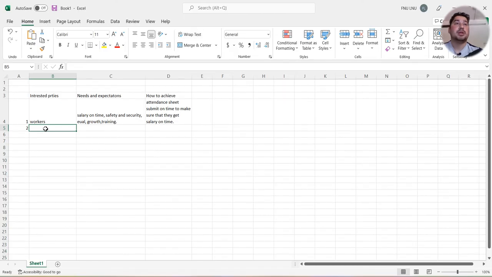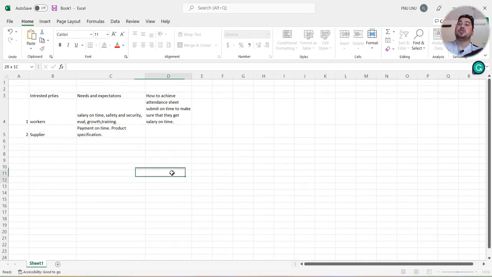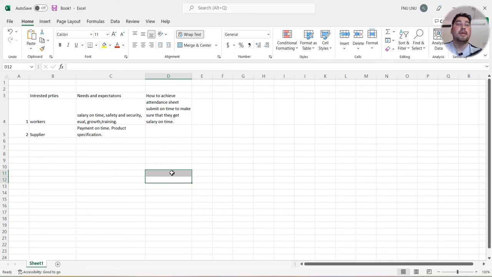Now I will give you the external. Who is your external party? It could be a supplier. The supplier is your interested external party. What are their needs and expectations? They need payment on time, and product specification. If you are getting any product, they need the product specification first so they can deliver the exact product and avoid any delay.